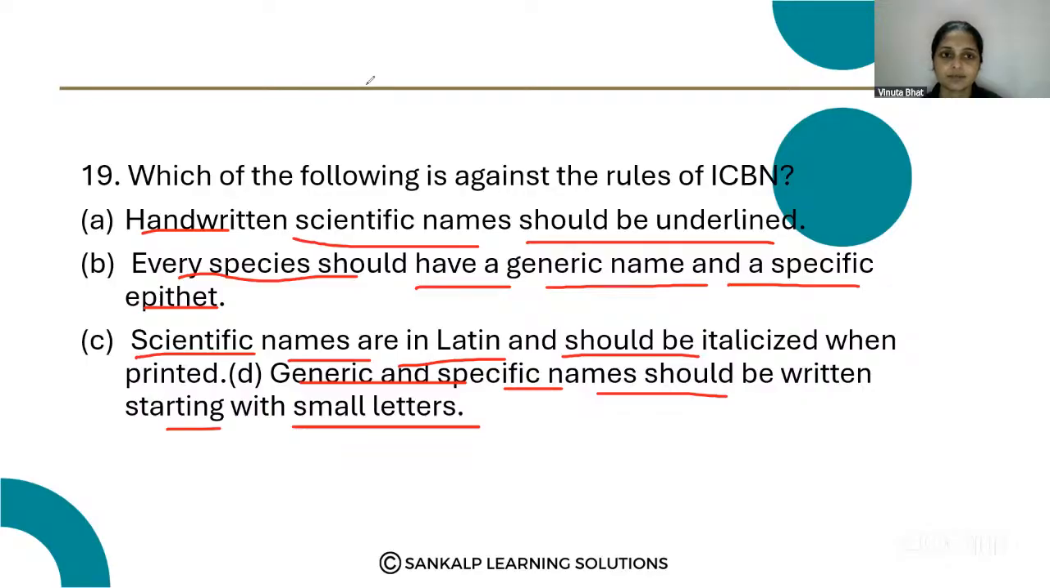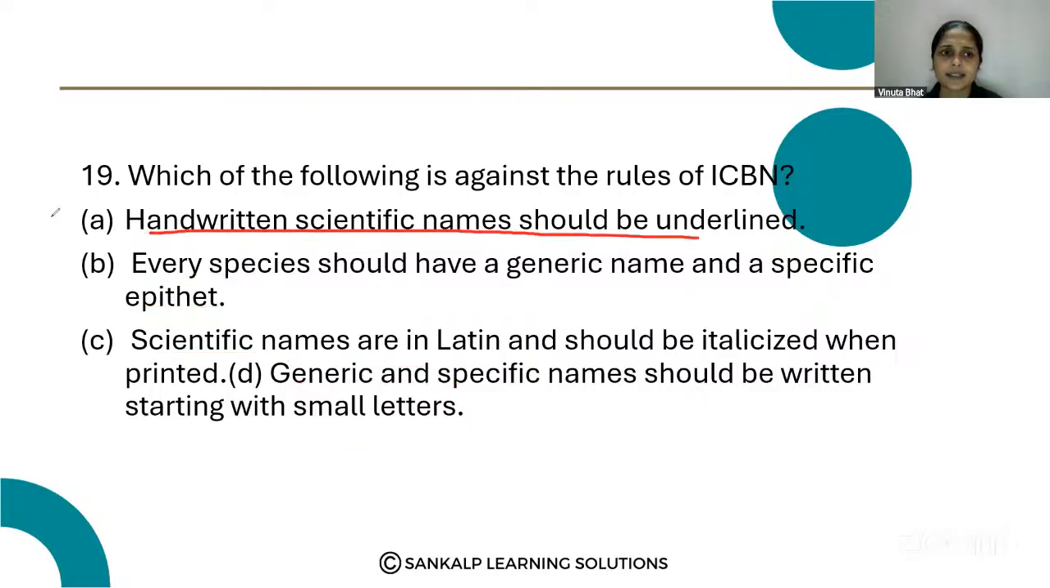Which one is the correct one? Handwritten scientific names should be underlined. Yes, that is the correct rule of the ICBN. Every species should have a generic name and the specific epithet. That is also correct. Scientific names are in Latin and should be italicized when printed. Yes, that should be written in italics when it is printed. That is also correct. Generic name and the specific names should be written starting with the small letter.